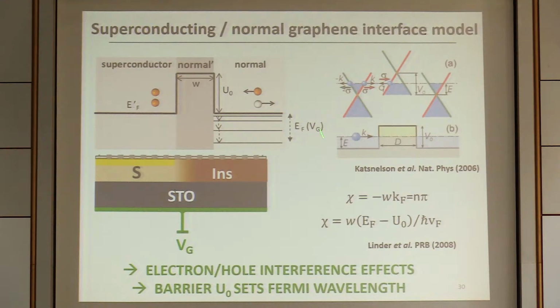So you expect from this, similarly as for normal electrons, that electrons and reflected holes that are in this area will interfere and give you a conductance which will be periodically modulated by the difference of the Fermi energy that you create with the gate voltage.